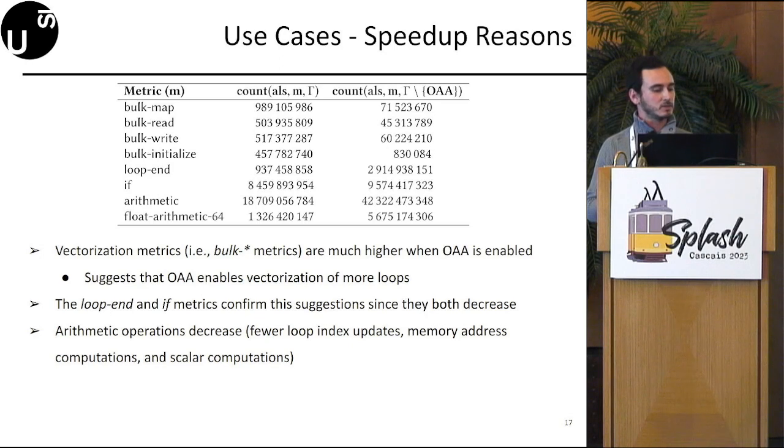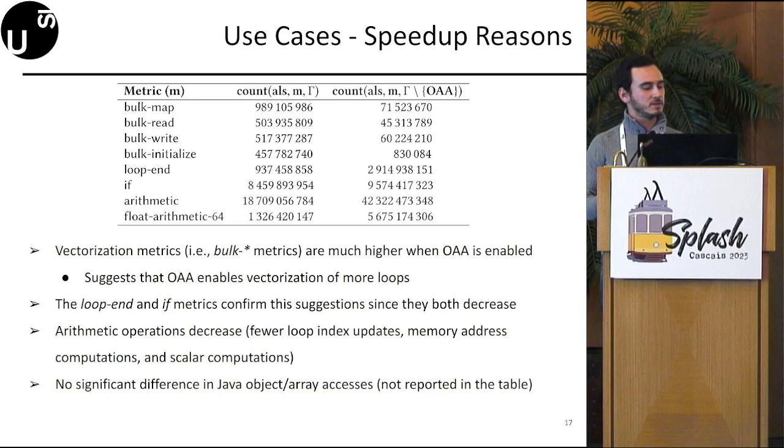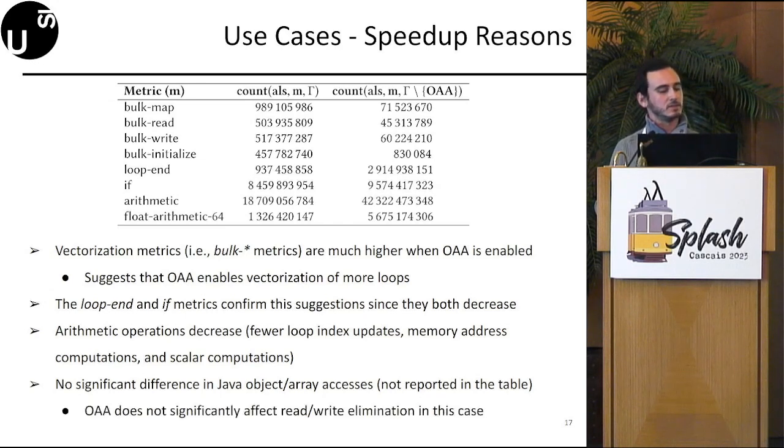We would also like to notice that arithmetic operations decrease instead, due to fewer loop index updates, memory address computations, and scalar computations. We would also like to notice that there is no significant difference in Java object array accesses, which are indeed not reported in the table. This suggests that OWA does not significantly affect read-write elimination in this case.